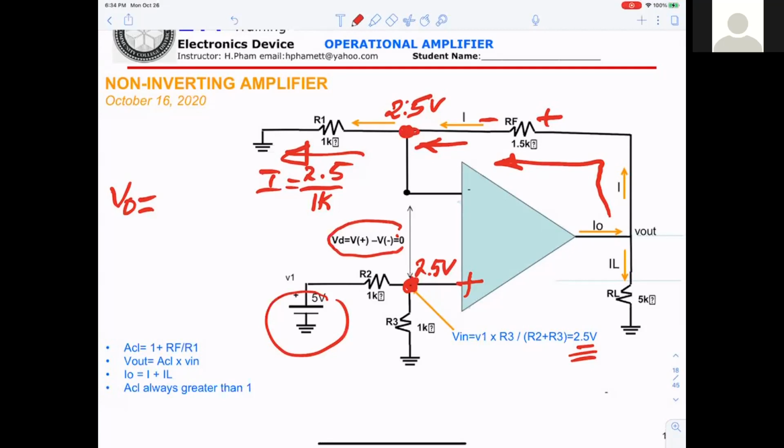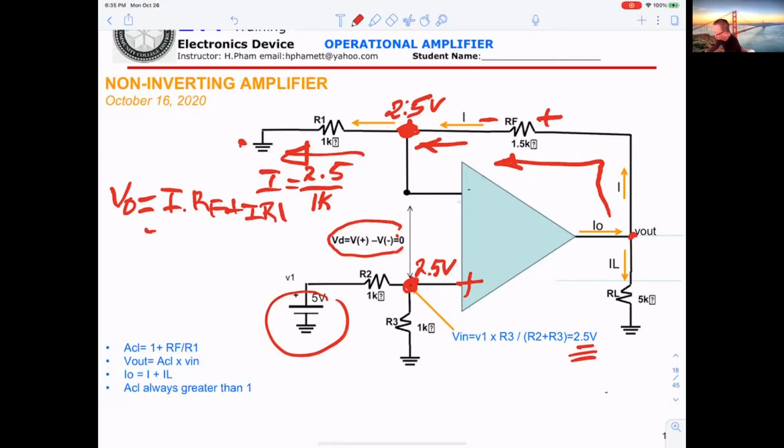Then what does V out equal? I times RF. I times RF, that's correct. Then what else? Plus R1. Basically it is I times RF, that means from here to here, and from here to ground, adding I times R1.